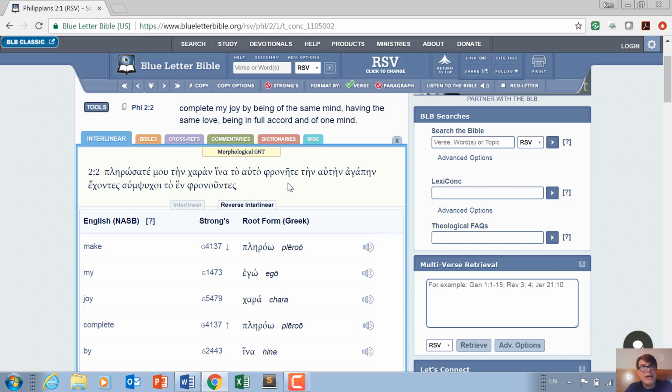Okay, so in order that you might think ta auta. When autos has the article on it, it means same. Sometimes I call that the identical pronoun, although it's really autos.